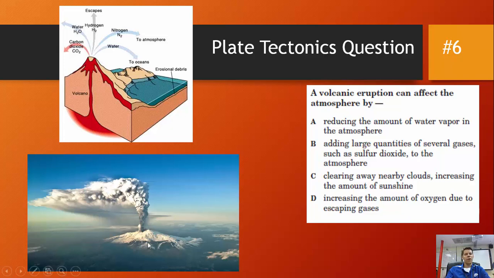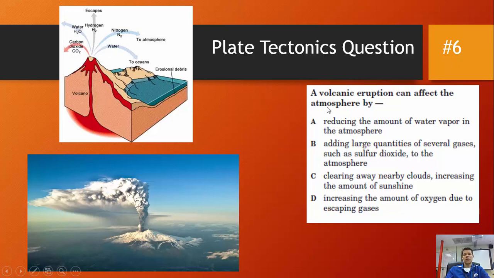A volcano eruption occurs when an underground chamber of magma reaches the surface, and all the dissolved gases inside the magma can make it very explosive and cause an eruption. When this eruption does occur, you can see that there's a big gas release into the atmosphere. Gases include carbon dioxide, sulfur dioxide, water vapor, hydrogen, nitrogen, but notice, not oxygen.